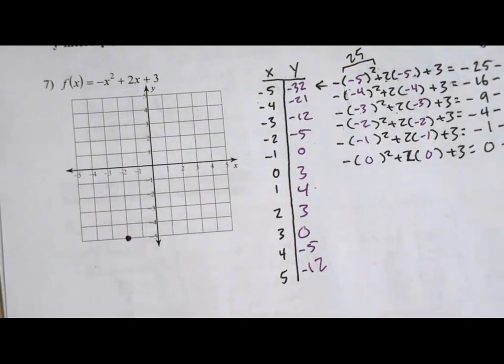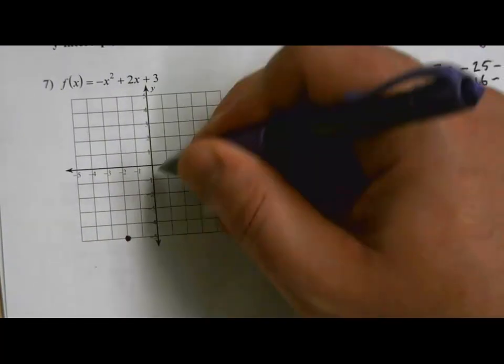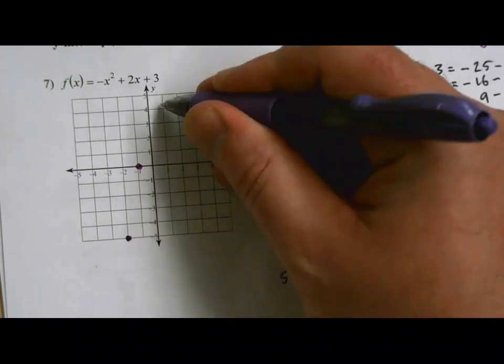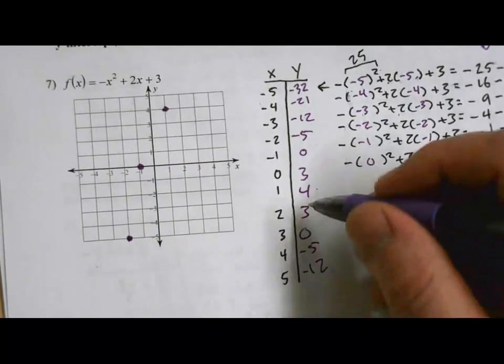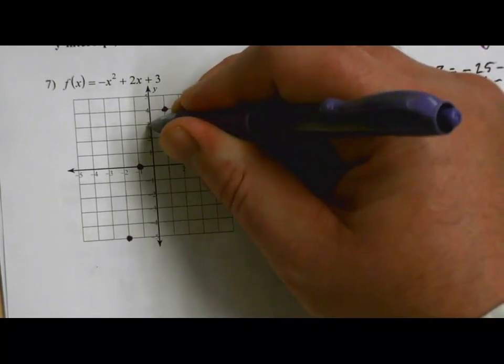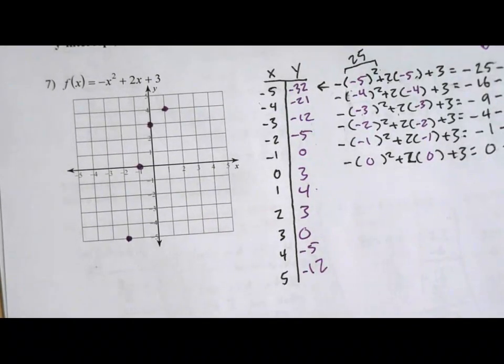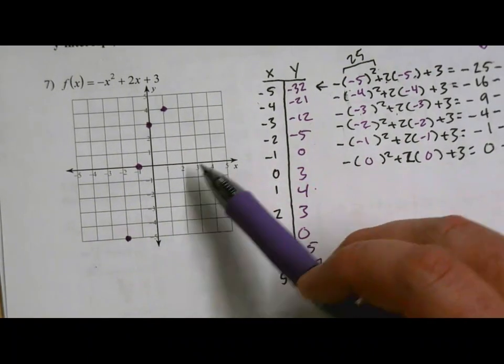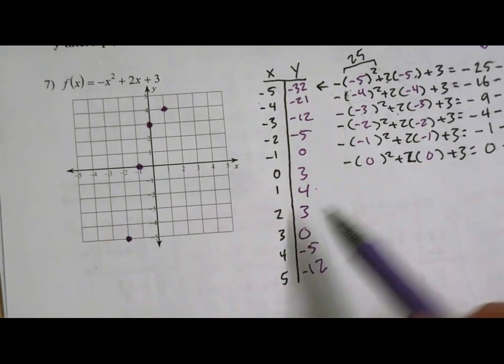There's that point. Negative 1 comma 0. 1 comma 4. Ooh, I skipped something. 0 comma 3 would have been before that. There we go. Where are we at here? I did 0 comma 3. I did 1 comma 4, 2 comma 3.